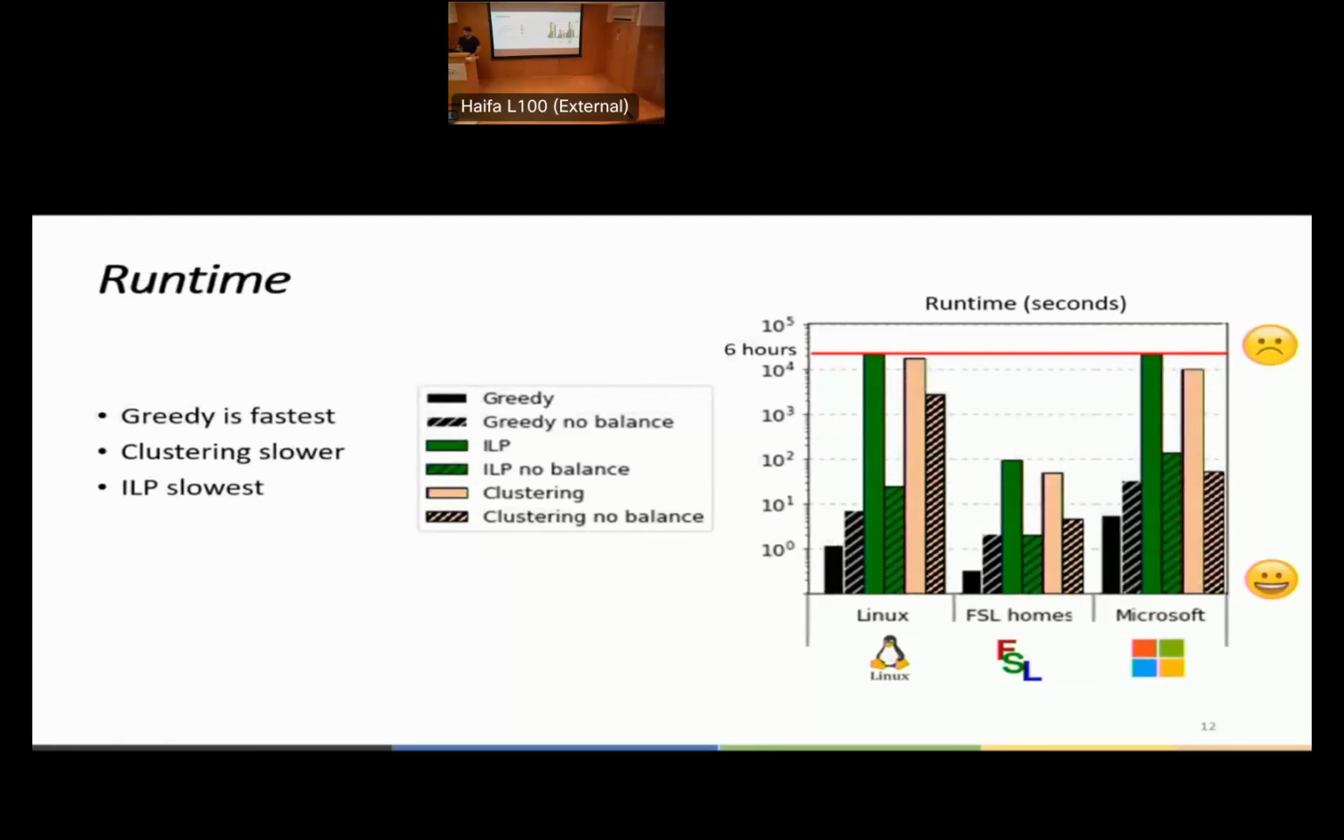In terms of runtime, we can see here on the y-axis the log scale runtime in seconds, where the red line is our time limit, our timeout, which is set to 6 hours. So we want to see a very low bar. We can see that greedy is by far the fastest approach. It is reasonable because it's an iterative approach, a very simple one. And the clustering is next on the list, followed by the ILP that sometimes, as we can see on both the Linux and Microsoft datasets, is timing out.